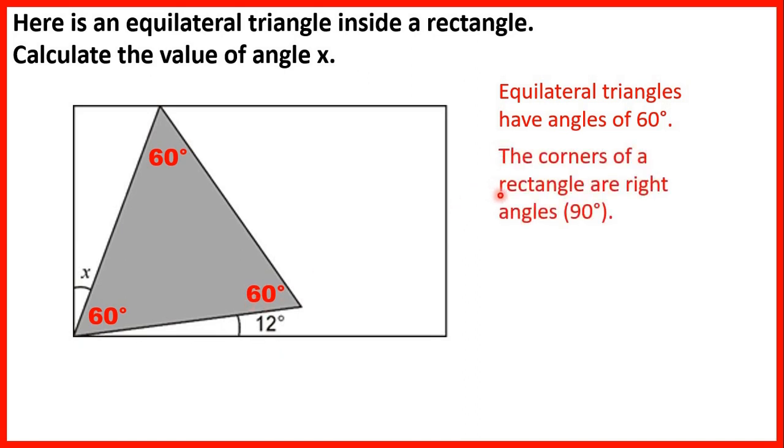Now the corners of a rectangle, and we're told that it's a rectangle, are right angles, and right angles are 90-degree angles. So we have this angle here of 12 degrees, this angle inside the triangle of 60 degrees, and we need to think how many more do we need to make 90 degrees. Well, 12 and 60 makes 72, and if we subtract 72 from 90, we get 18. So angle X is 18 degrees.